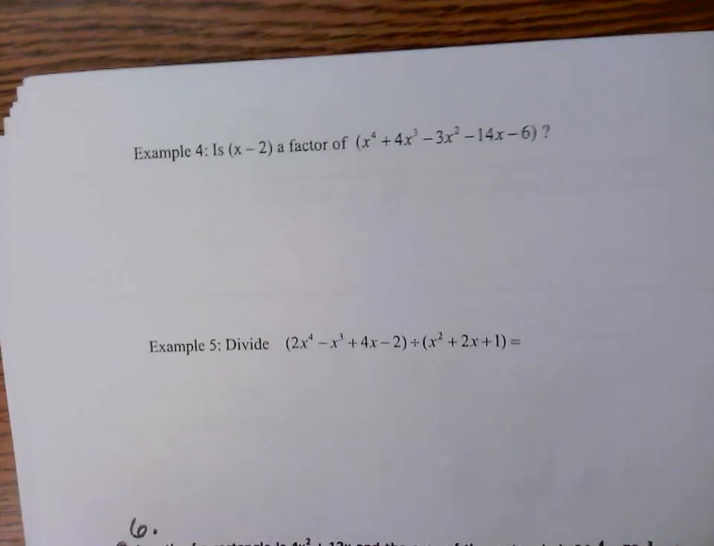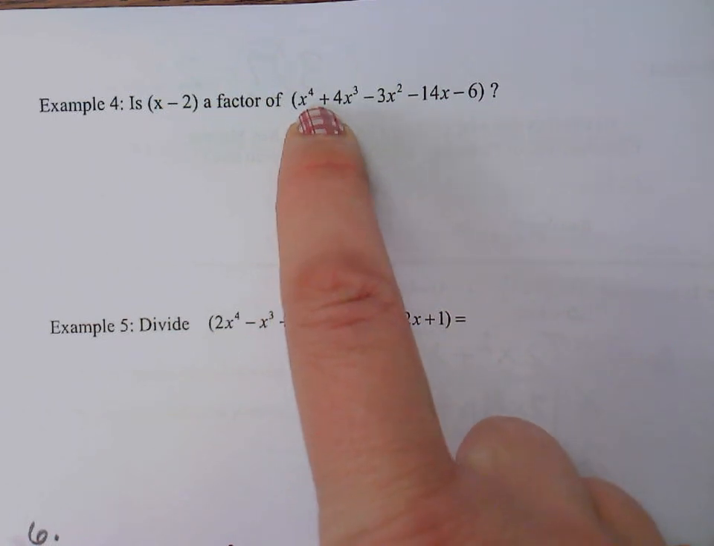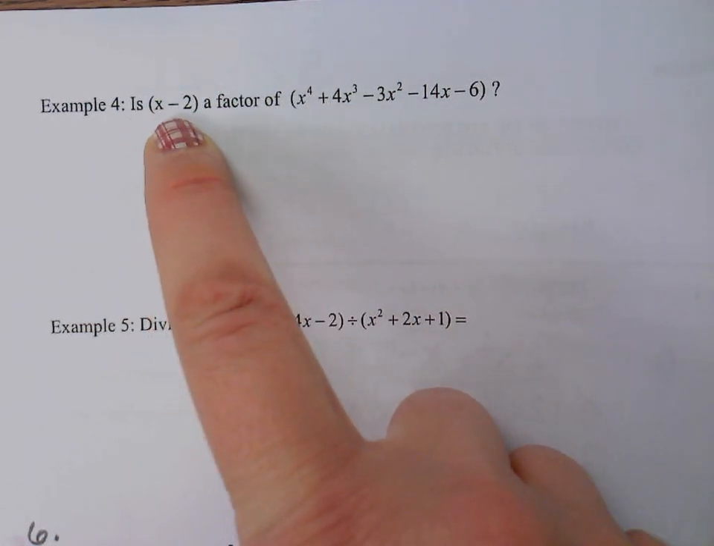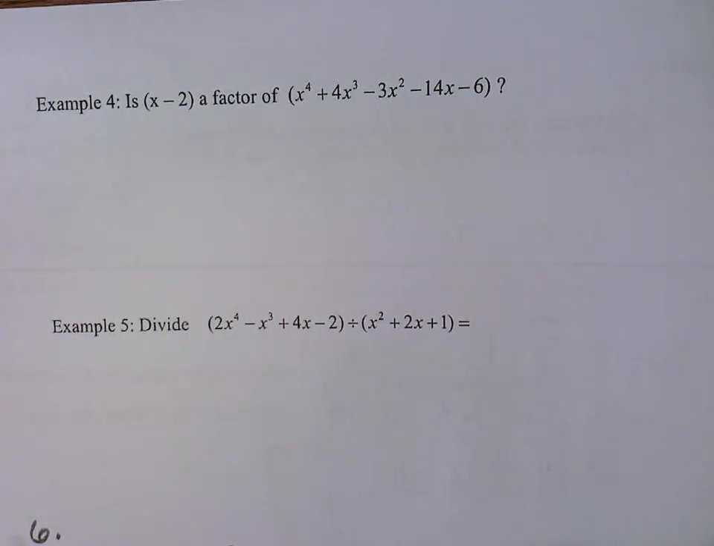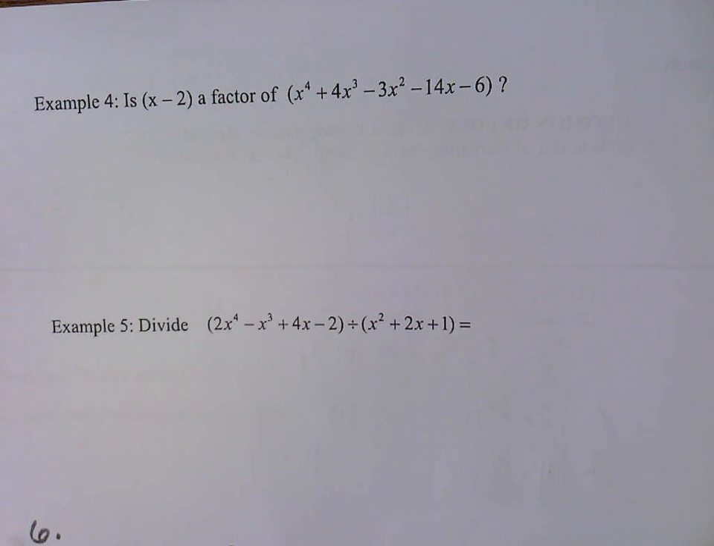All right, so example 4 is a little bit longer problem because you've got x to the fourth that you're starting with, but this time they want to know, is x minus 2 a factor of this? So if you end up with a remainder, it's a no. If you don't end up with a remainder, it's a yes. And then after we do example 4, we can try example 5 together because you're going to have 3 terms in your divisor, which makes it a little bit more challenging. So try example 4, and then we can do example 5 together.